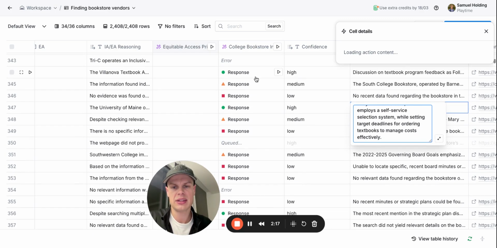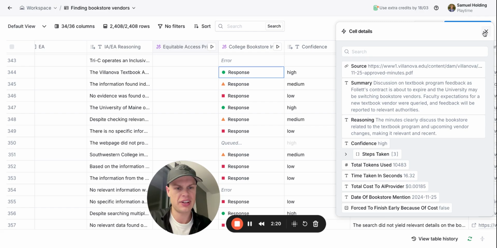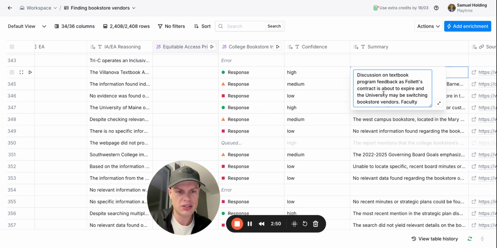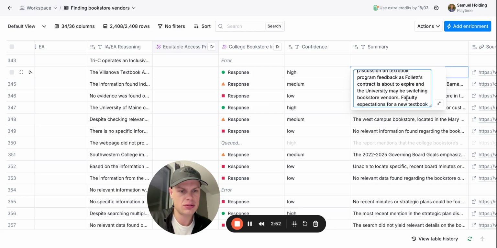But if we were to take this one, for example, Villanova, discussion of textbook program feedback as Follett's contract is about to expire. So Follett is a vendor in the space and their contract is about to expire. Which board minutes is this from? So they're linked here. You can see here 11/25, so that's going to be November of 2024, the 25th of November. Otherwise, it's not going to make any sense. Discussion on the textbook feedbacks.